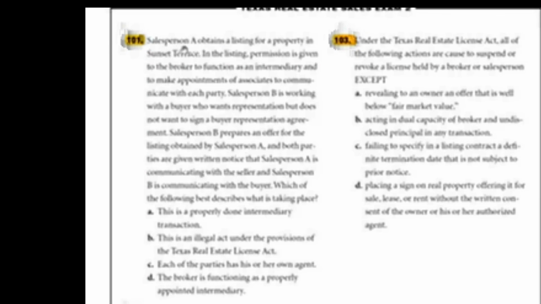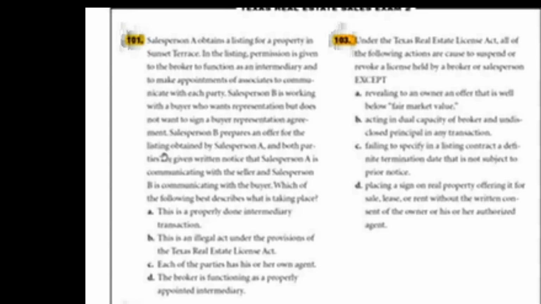So salesperson A obtains a listing for a property in Sunset Terrace. In the listing, permission is given to the broker to function as an intermediary, and to make appointments of associates to communicate with each party. Salesperson B is working with a buyer who wants representation but does not want to sign a buyer representation agreement. So that makes them what? A customer, not a client.